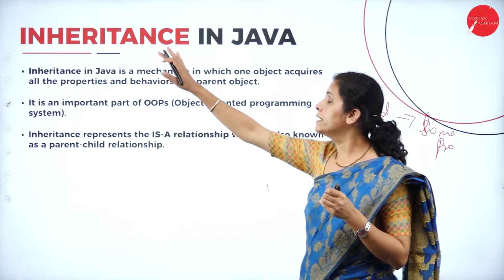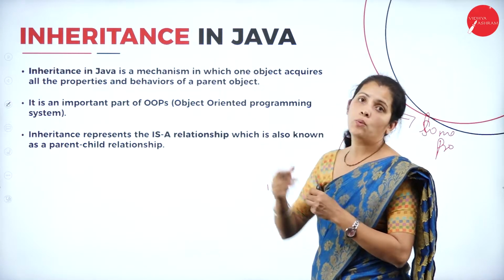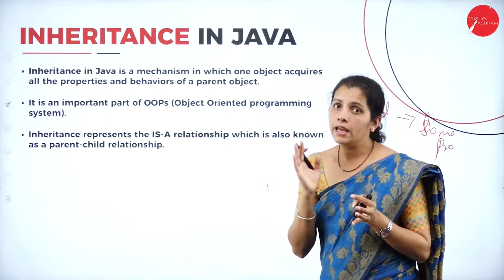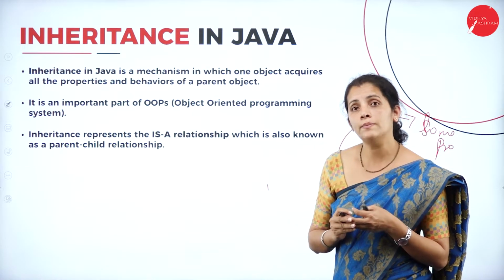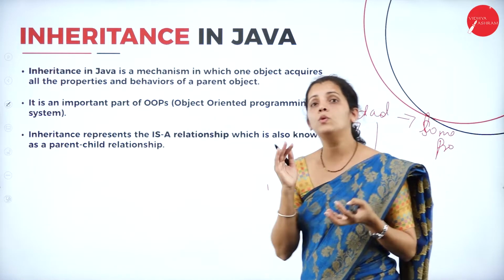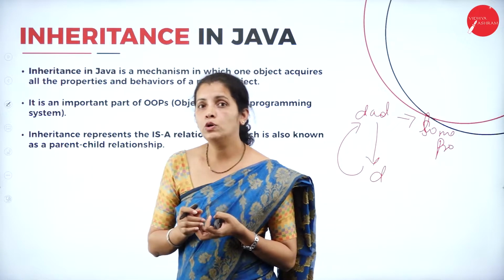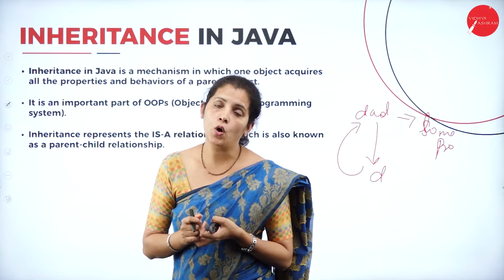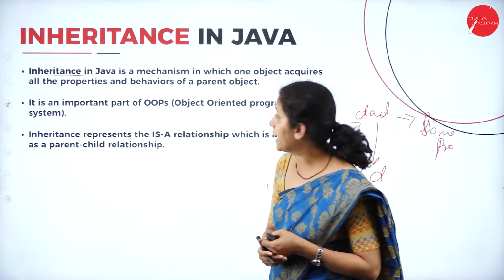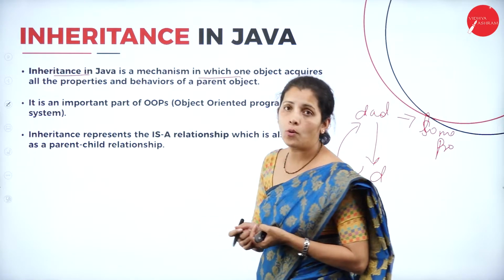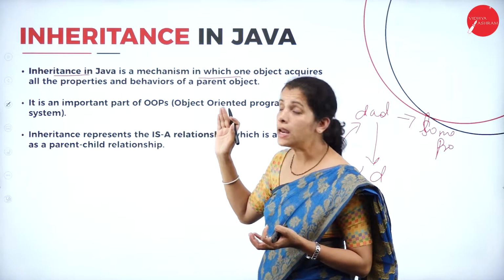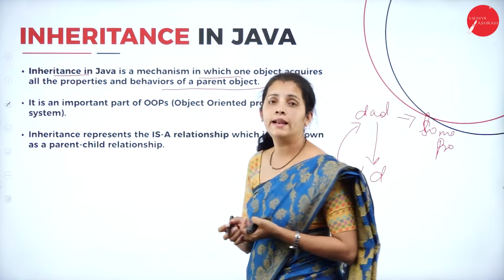That is called inheritance. And why do I require inheritance? Simply, while writing a program, we can make use of existing property or existing code. Instead of writing the same code again and again, we can make use of existing code or program. So inheritance in Java is a mechanism in which one object can acquire the properties as well as behavior of a parent object.